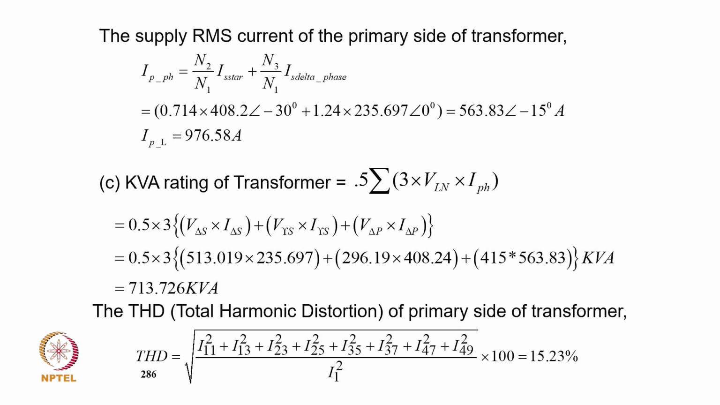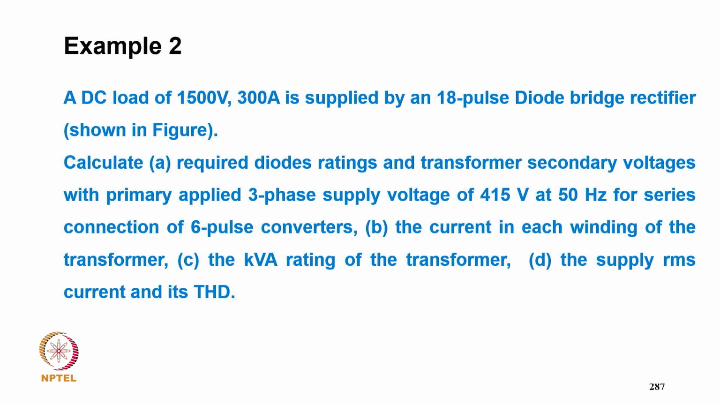And the supply current from this waveform, you can find out the primary by adding primary and secondary together of delta and star. So the primary comes to 1976.58, and the kVA rating is 0.5 into 3 into VLN into IPH. So putting in the value, it comes to 713.726 kVA, and the total harmonic distortion, adding all the harmonics up to 49, comes to 15.23%.